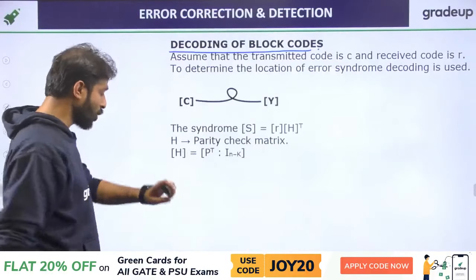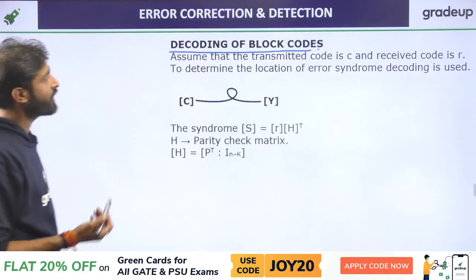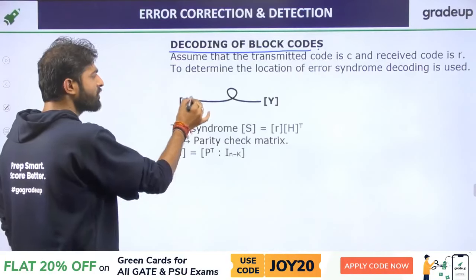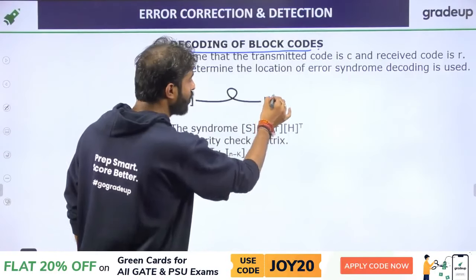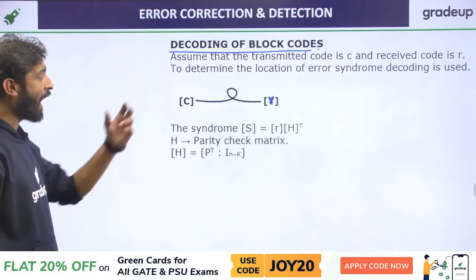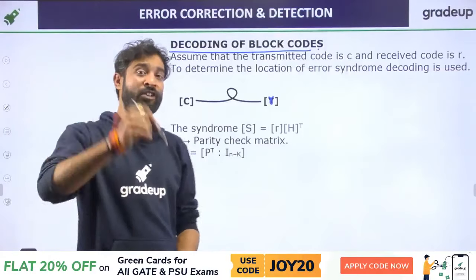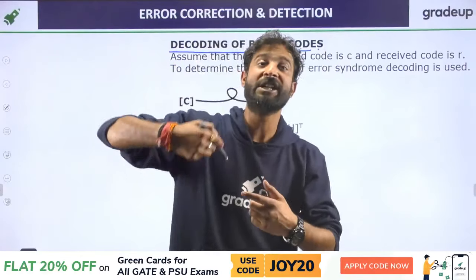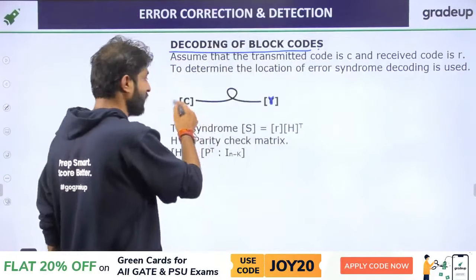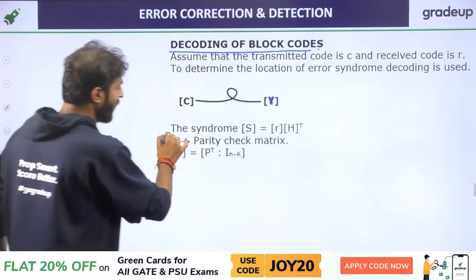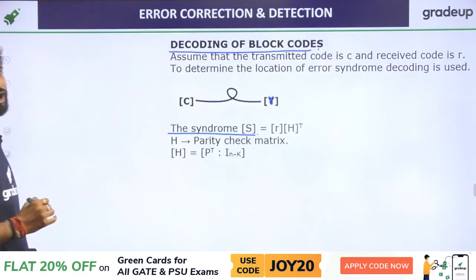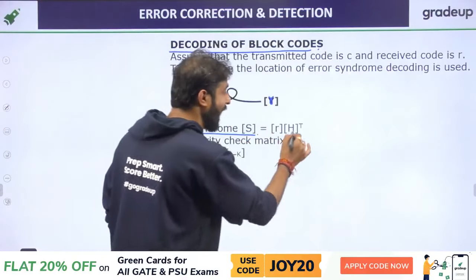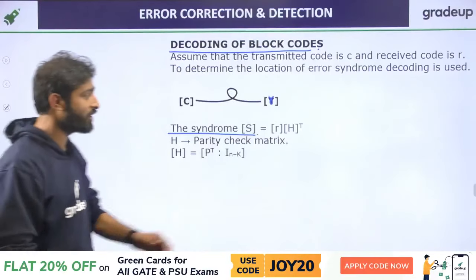Right, now for the decoding of the block codes. How can we detect, or decode, the block code? If the code is transmitted through the channel and received, then how will we find out in which bit the error occurred and how that error will be corrected? That is represented by the S matrix, called the syndrome matrix. For the syndrome matrix, S equals R H raised to power T. T is just the transpose.